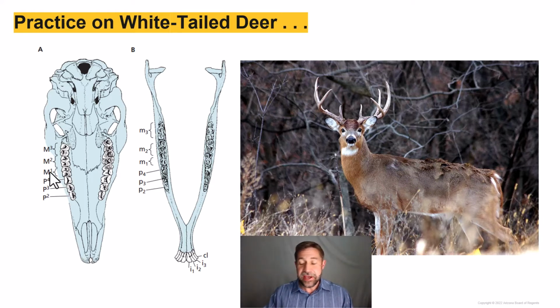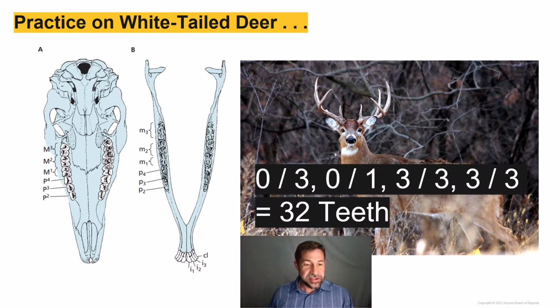Drum roll. The answer is, on the top, we have no incisors, so a 0 goes on top. On the bottom, we have 3 incisors. We have no canine on top. On the bottom, we do have one tiny little canine there, labeled C1. On the top, we have 3 premolars and 3 molars. On the bottom, 3 premolars and 3 molars. So that's a total of 32 teeth.